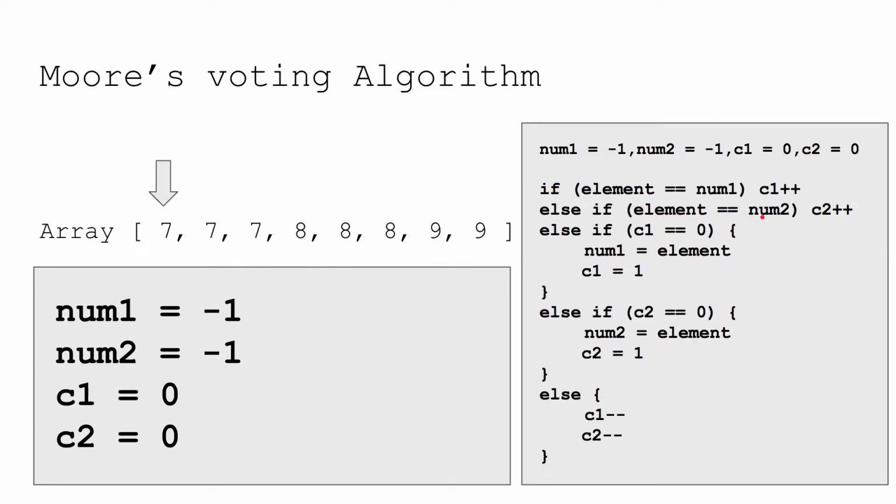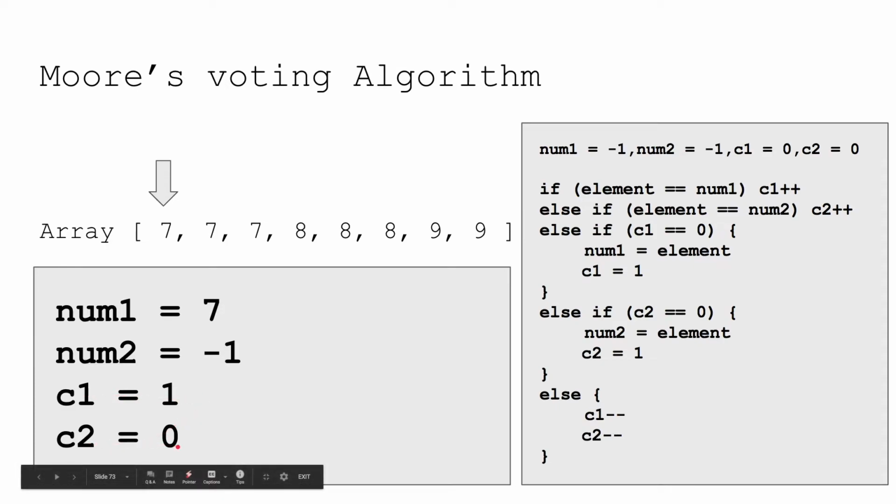Here, is the element 7 equal to num2? The num2 value is -1. Here it does not match. Then we'll move to the next check. If counter 1 equal to 0. Here the counter 1 value is 0. Hence we'll set the num1 with the current element and we'll set the counter 1 value to 1. So after this check, we will have num1 as 7, num2 as -1, counter 1 as 1 and counter 2 as 0. Now we'll move to the next element.